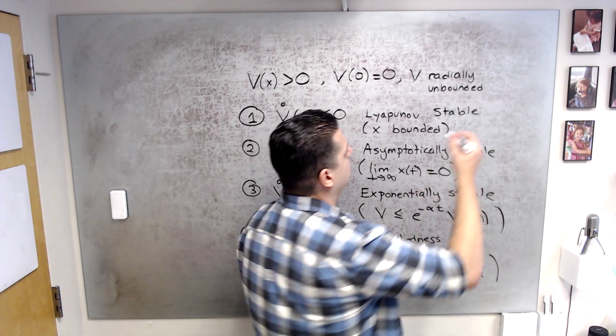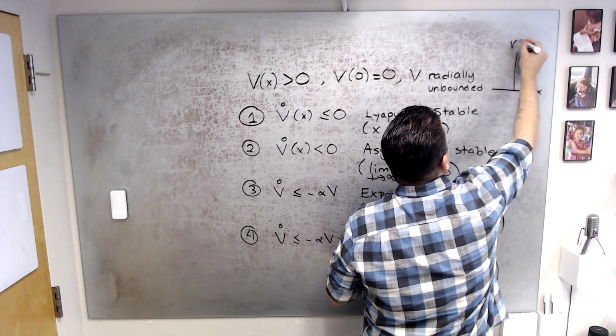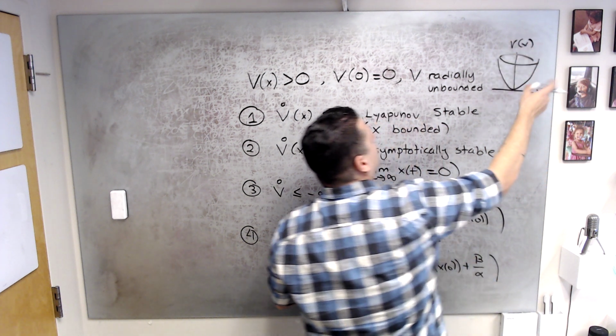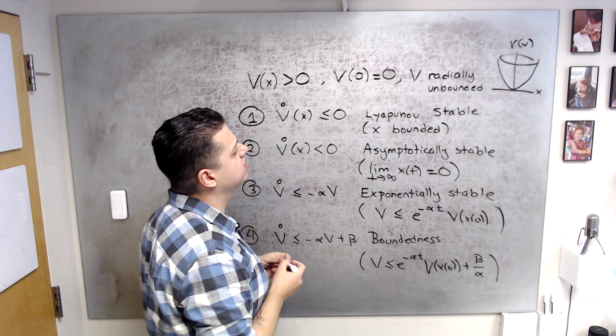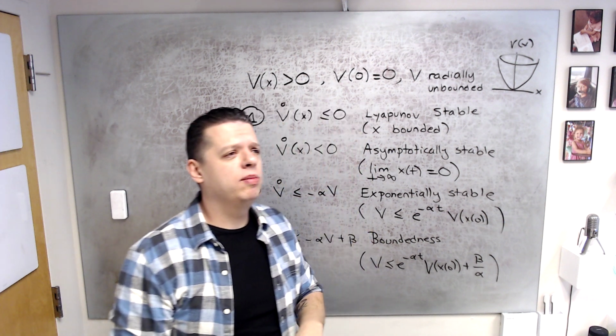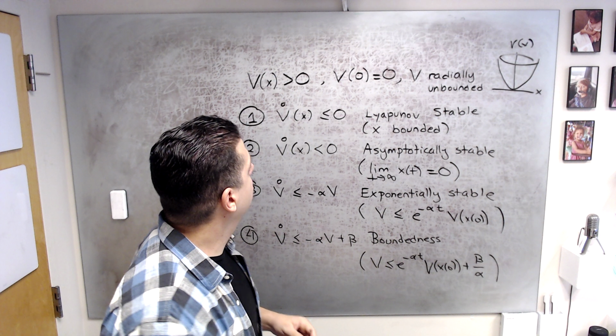So we are talking about an energy function like this, for example, let's say x, V of x, something like that. As x goes to infinity, V goes to infinity. This is what we mean by radially unbounded. In this video, I will mainly talk about global stability, and we can cover local stability in another video.